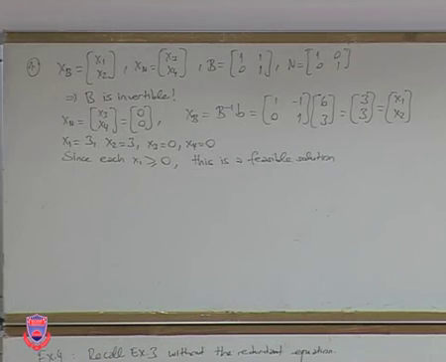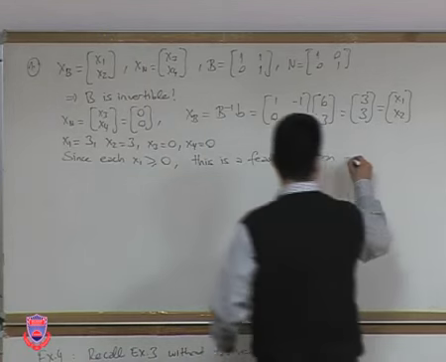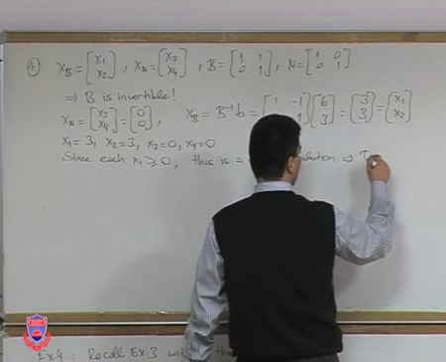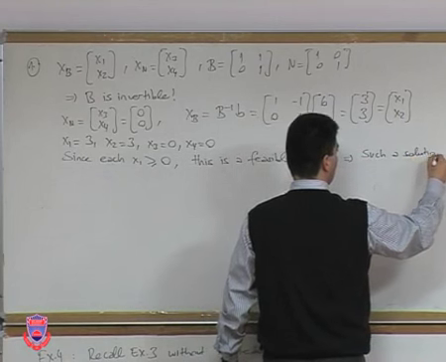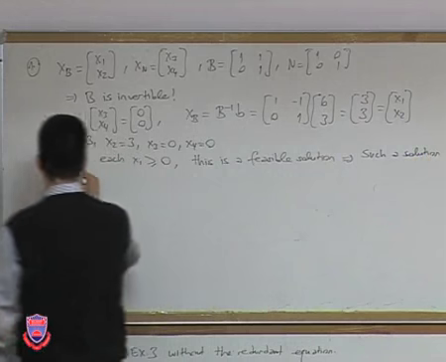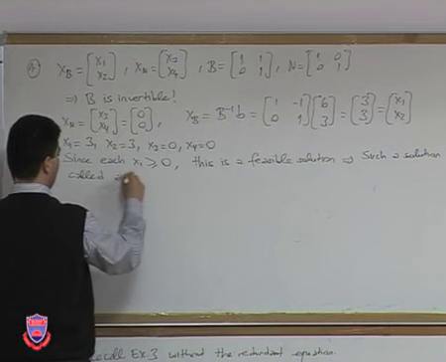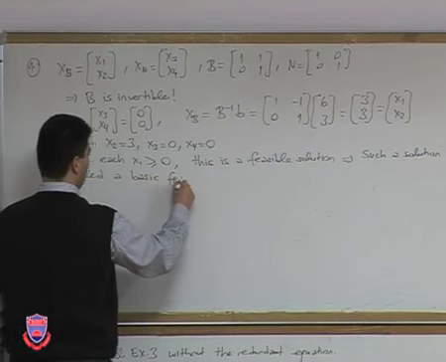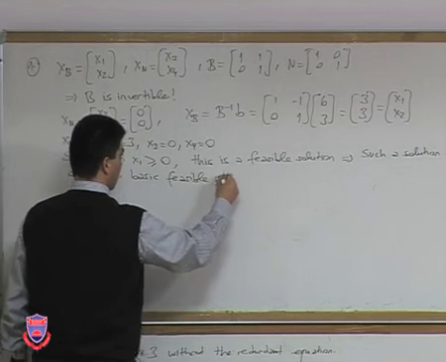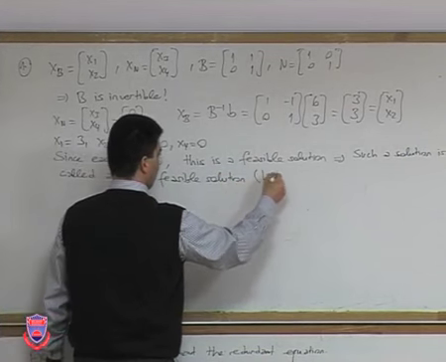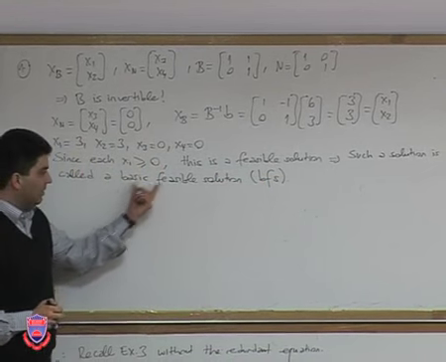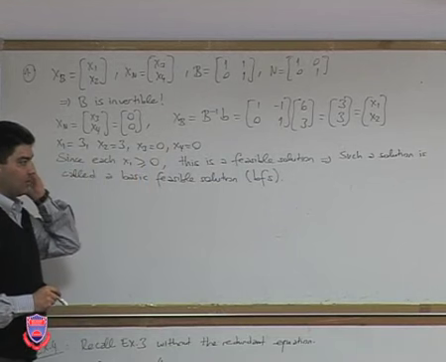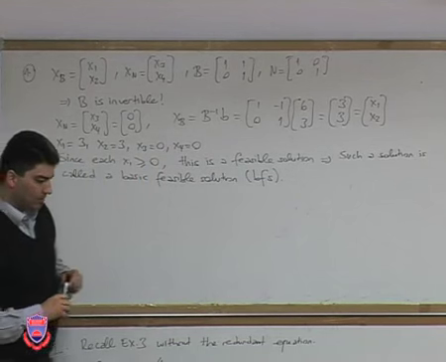It's a feasible solution for these constraints, basically. Okay? So such a solution is called a basic feasible solution. So from now on, we're going to use BFS for short. So it's a basic solution, and it's a feasible solution at the same time. So in that case, we just combine the two, and we say that it's a basic feasible solution.